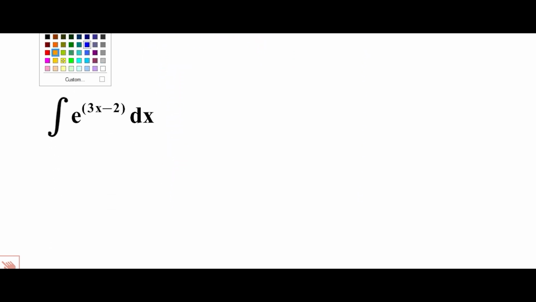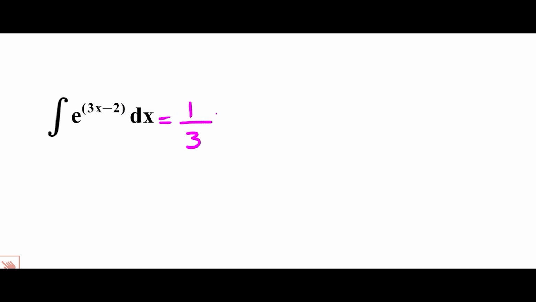Or the integral of e to the 3x minus 2. The derivative of 3x minus 2 equals 3. So we have 1 over 3 e to the 3x minus 2 plus c.